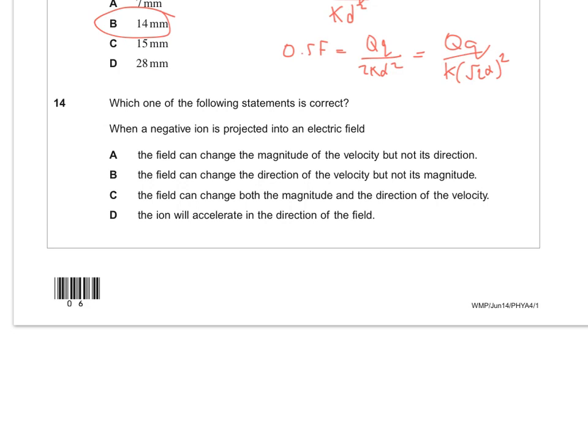Which of the following statements is correct? When a negative ion is projected into an electric field, the field can change the magnitude of the velocity but not its direction. No, it can change both. It can change the direction but not its magnitude. Rubbish. Can change both. Yes, it can absolutely change both. There's no reason it couldn't. Okay, so let's move straight on.